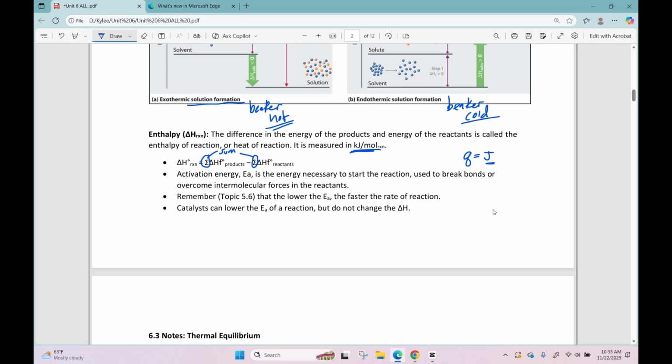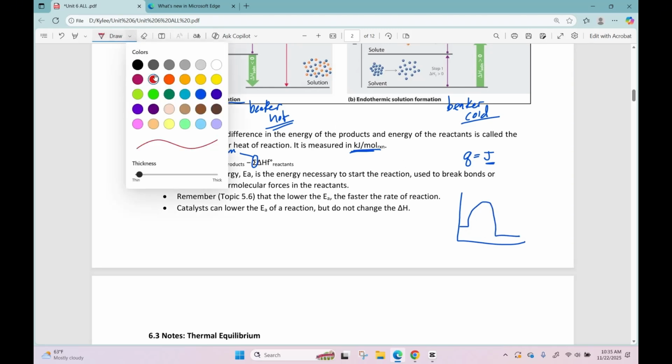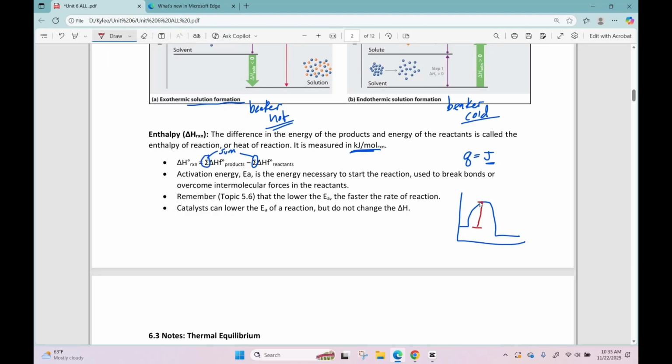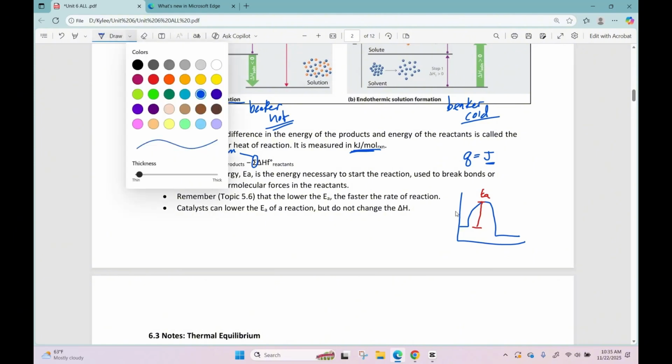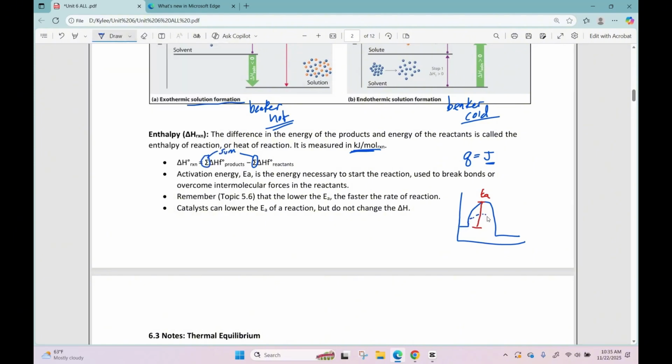I mentioned this a second ago, but the activation energy is the energy that is needed to start the reaction. In our energy diagram, our activation energy is going to be the distance from the energy of the reactants to the top. That's the minimum amount of energy for the reaction to go. If you lower the activation energy, so if I had a shorter distance to go up, the rate of the reaction is going to go faster.